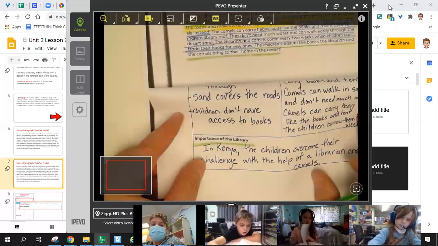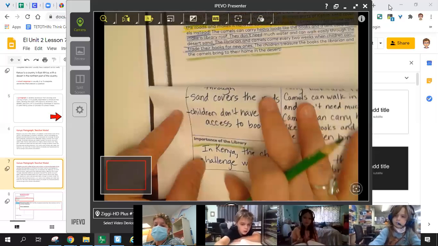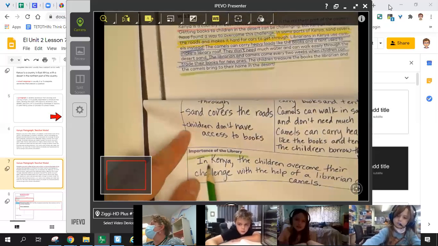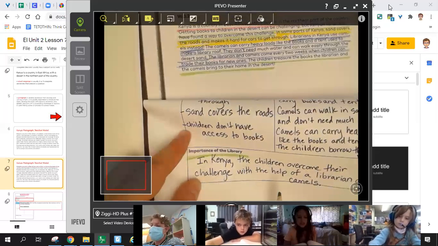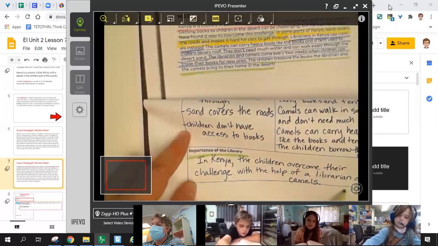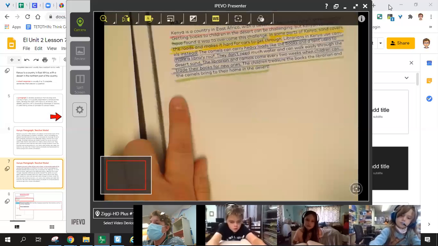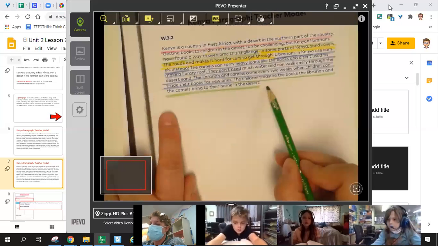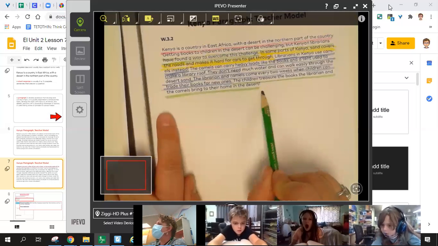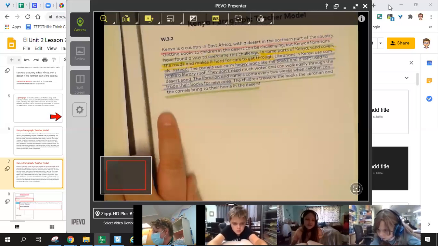All right. So, last sentence, and let's look at it. In Kenya, the children overcome their challenge with the help of a librarian and camels. Here we have: the children treasure the books the librarian and the camels bring to their home in the desert. Does that sentence have to be exactly what's in our box?